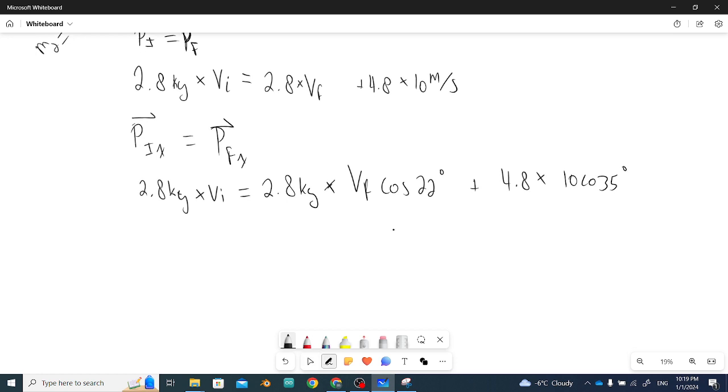Now let's simplify this. 2.8 times VI is equal to 2.8 multiplied by cosine 22, that's 2.6, times VF, plus 4.8 times 10 cosine 35, which is just 39.32.